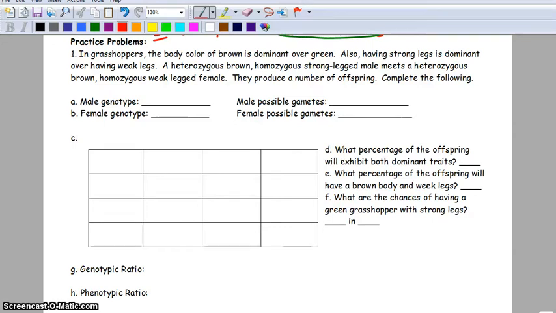We're now on to the practice problems for our dihybrid crosses. I'm going to be going through practice problems 1, 2, and 3 on this video. Please make sure you're using this as a supplement, not to find out all the answers. Remember, you do need to be able to complete these problems on your own.